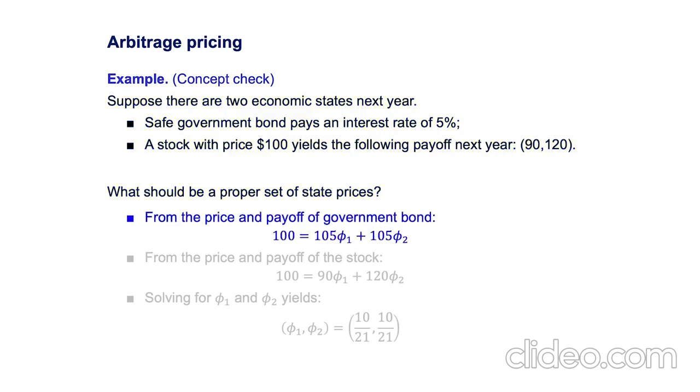Well, let's see. From the price and the payoff of the government bond, we have the following equation. 100 on the left-hand side, which is the current price, equals 105, its payoff in state 1, times the state price for state 1, phi 1, plus 105, its payoff in state 2, times the state price of state 2, phi 2.